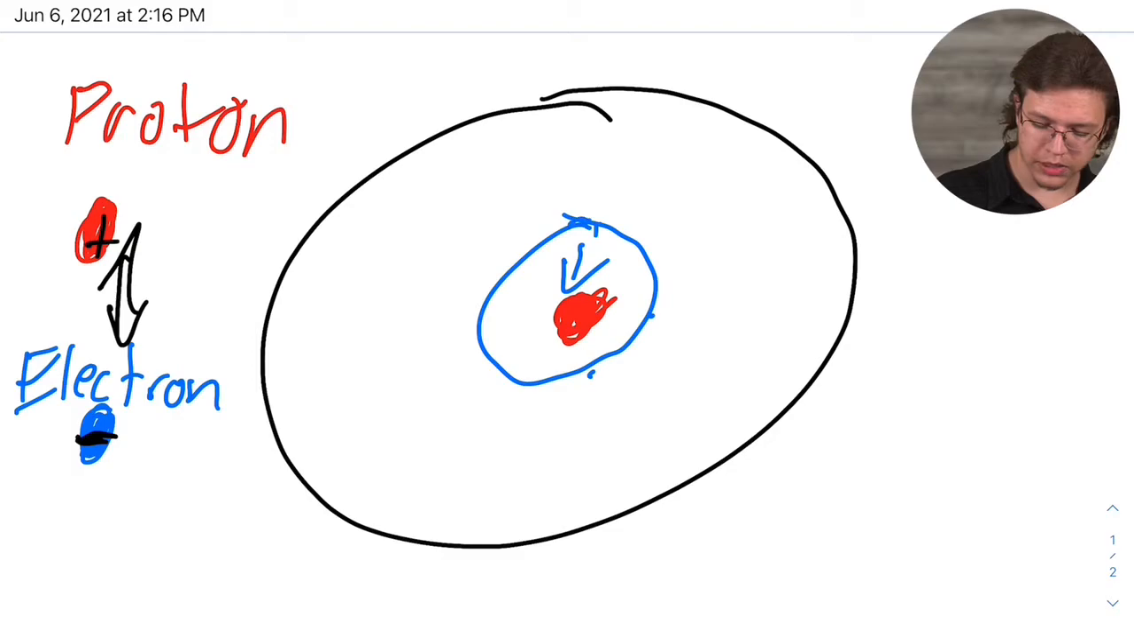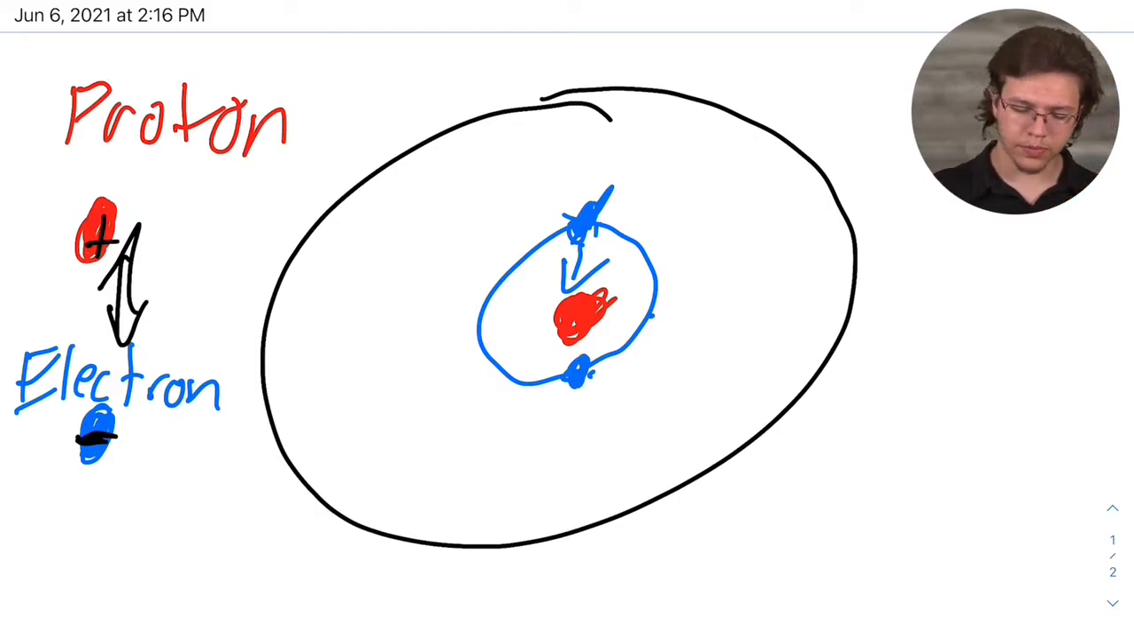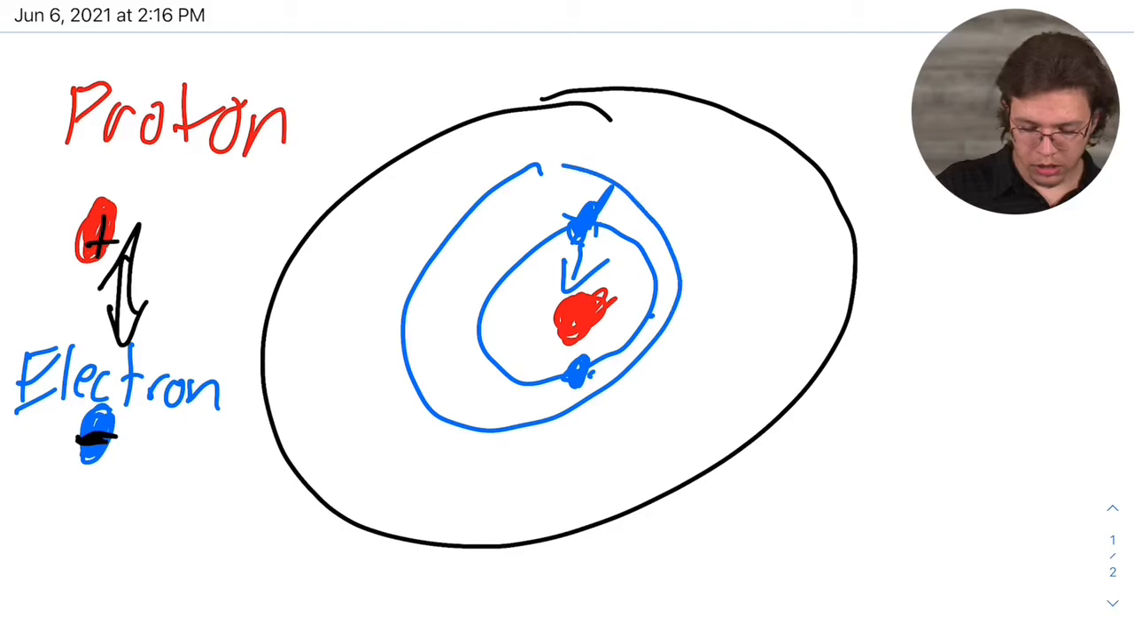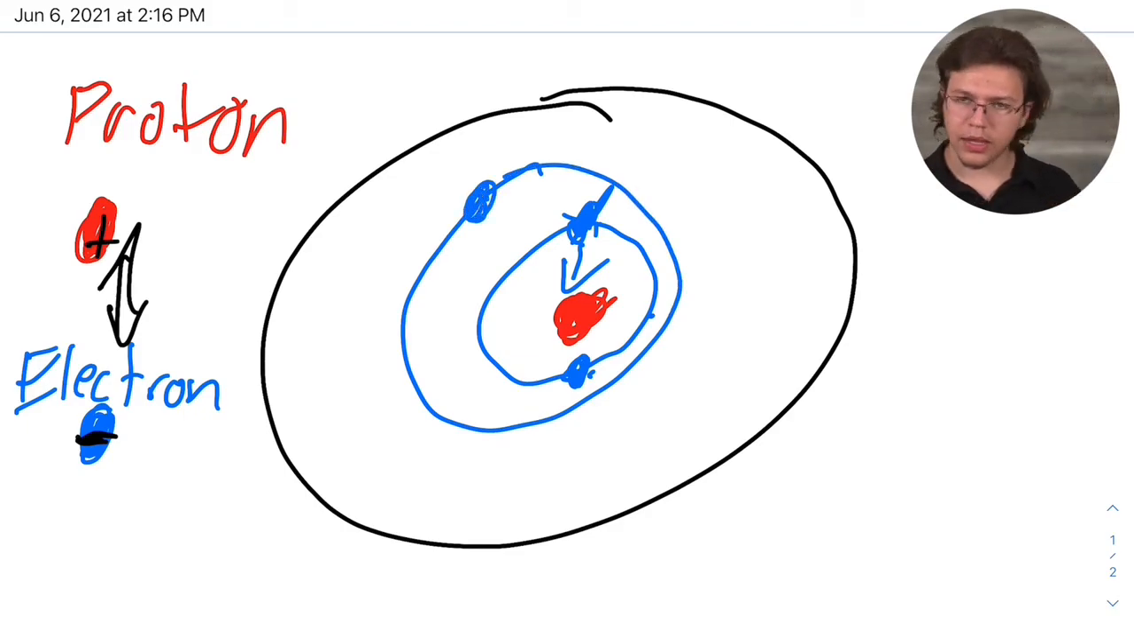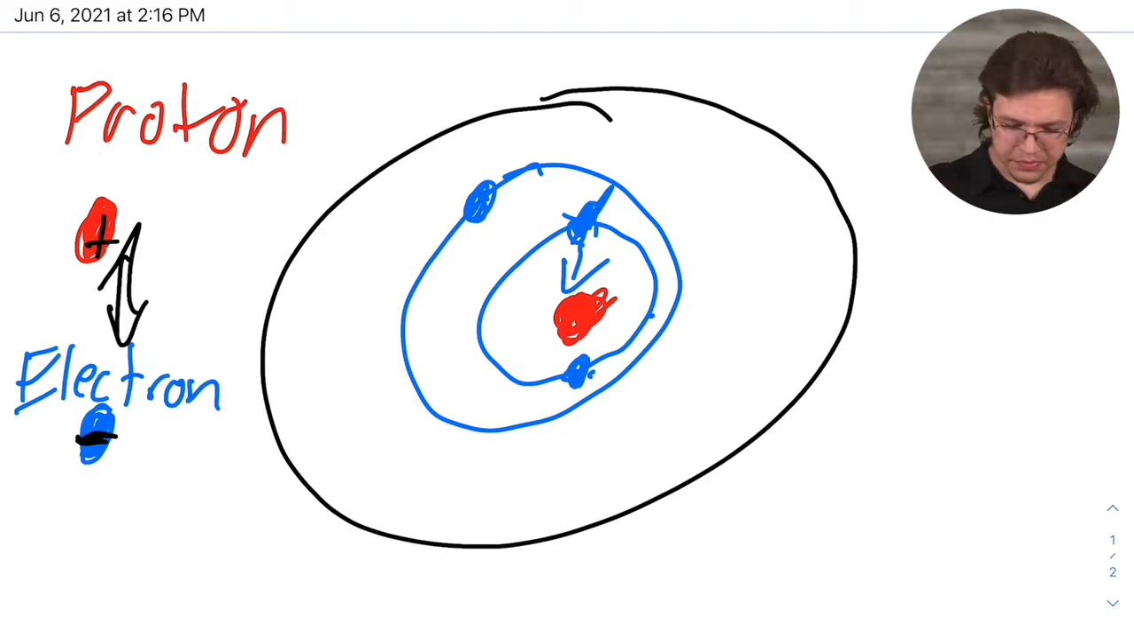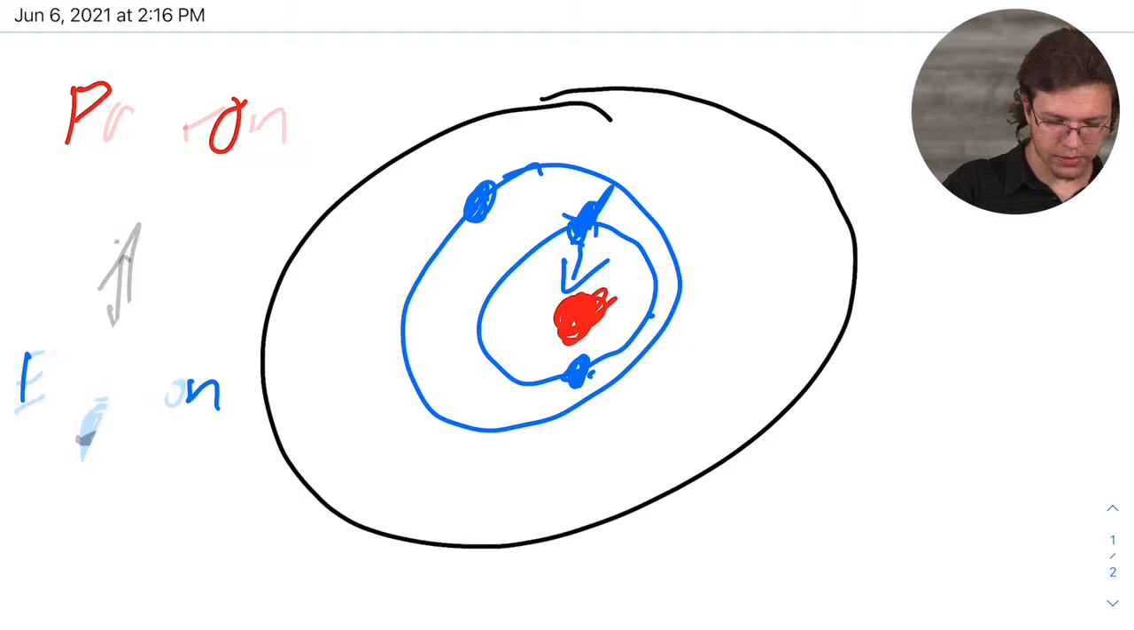And in the first one here, you can only fit two. You can only fit so many in an electron shell, and in the first one you can only fit two. But what happens when you add another? It ends up going into the second energy level. And what's special about this is, here, I'm going to erase this. Okay.